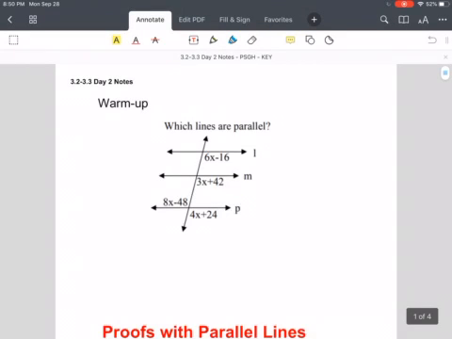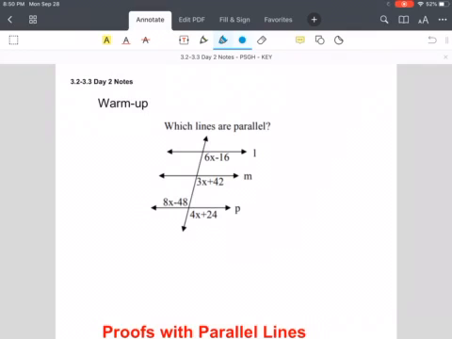All right, today we're going to look at using proofs with parallel lines, and then also looking at some other algebraic problems with what we call Crook problems. But to start, go ahead and try this warm-up and decide which lines, if any, are parallel.